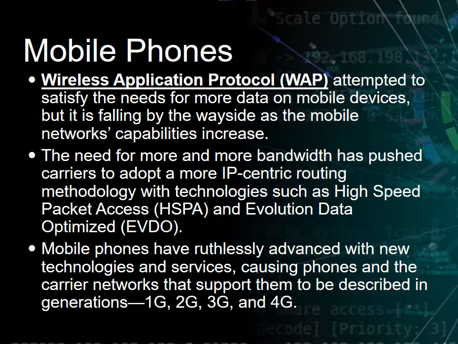Mobile phones have rapidly advanced with new technologies and services, causing the phones and the carrier networks that support them to be described in generations. So there's Generation 1, which are your big brick phones, Generation 2, which were like your flip phones, Generation 3 is when your smartphones really started to appear, and Generation 4 is where we're at pretty much today, with different variations of Gen 4, such as LTE.